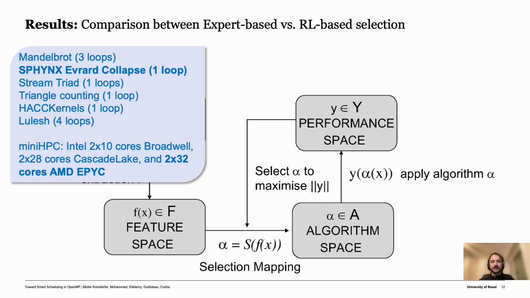So Sphynx is a code used for astrophysical simulations. And then STREAM using the triad kernel, basically a memory benchmark. Then triangle counting, HACC kernels, and LULESH. Please notice that we highlight the number of loops. This is not the total, or at least not necessarily the total number of loops of each application. This is the number of loops that we modified to use the library.